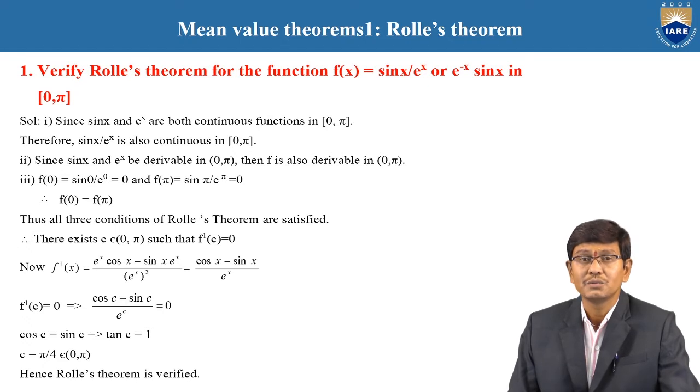By using the derivative, we obtain that f dash of x is equal to cos x minus sin x by e power x, after simplification using the u by v formula. And now we need to find f dash of c.